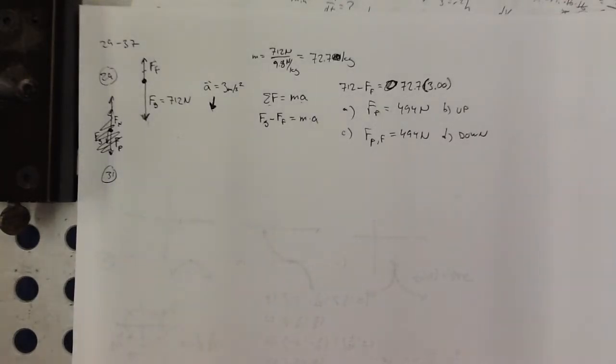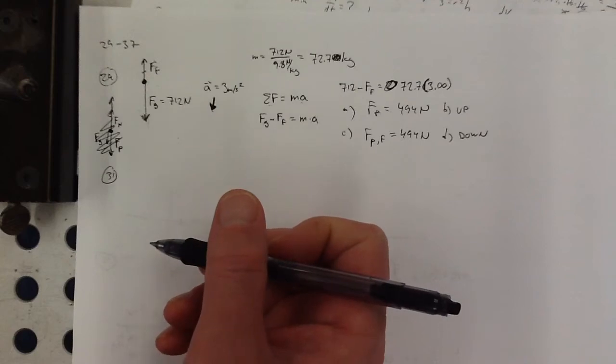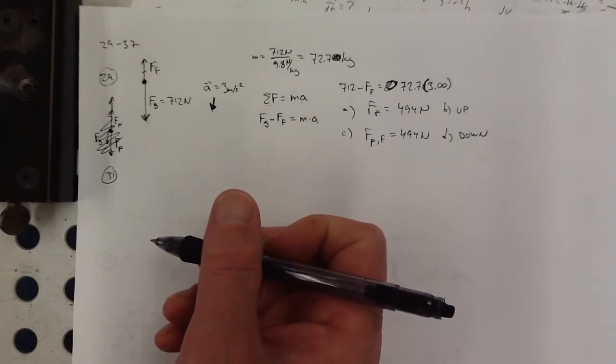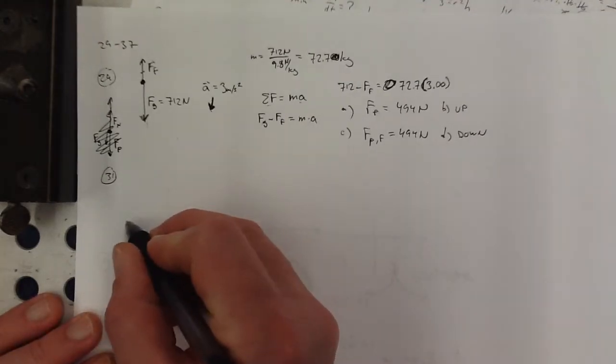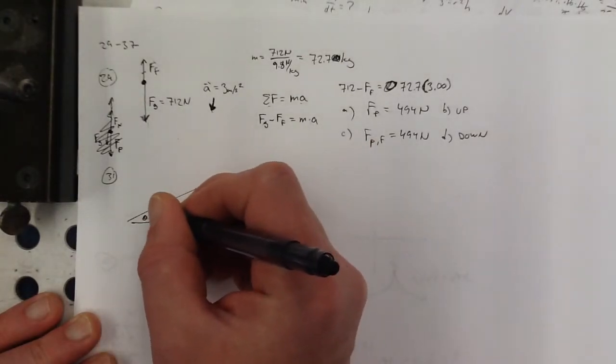All right. Number 31. A block is projected up a frictionless inclined plane with an initial speed of 3.5 meters per second. The angle of the ramp is 32 degrees.